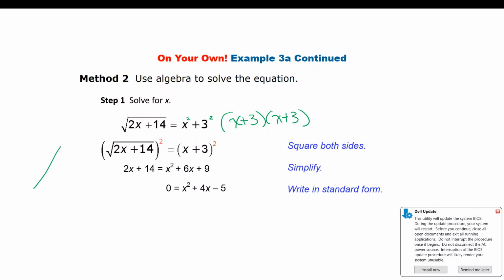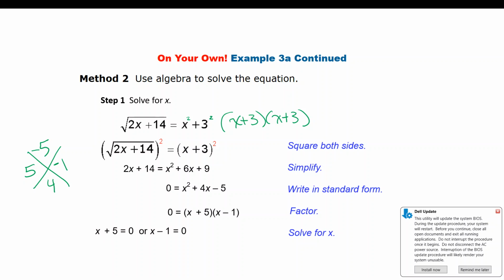Once we do that, find two numbers that multiply together to get -5 and add together to get 4. And that is actually 5 and 1, and it's positive, so we're going to make it that way. So our factored form is x plus 5 times x minus 1. And that tells us that x is either going to equal, let's see, oh, there's a mistake. Oh, okay, x plus 5 equals 0 or x minus 1 equals 0, so x equals -5 or x equals 1.